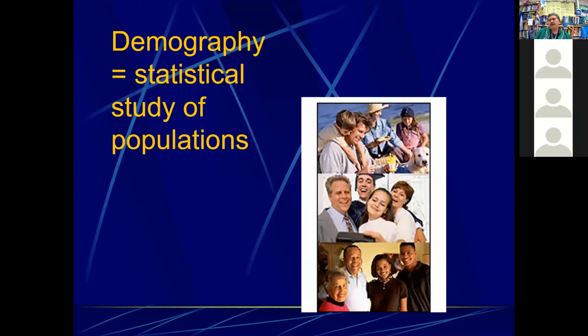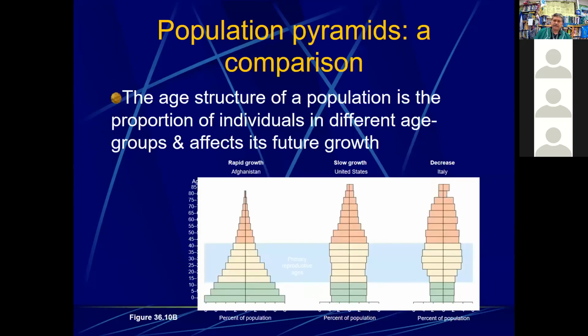If you are interested in the study of populations and you like numbers, then you like to look at what are called demographics. Here's one that's rather interesting. Here's a country that's an example of a rapid growth country, Afghanistan. As I mentioned earlier, you can see that it's pretty wide at the bottom. The bottom represents very young people.